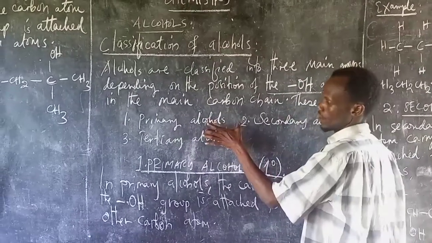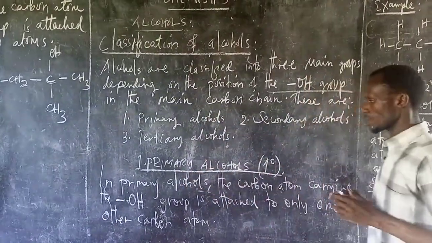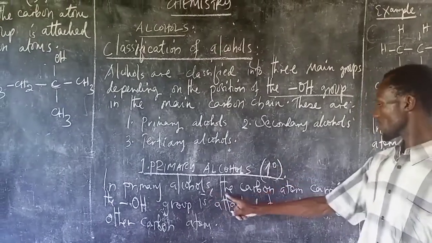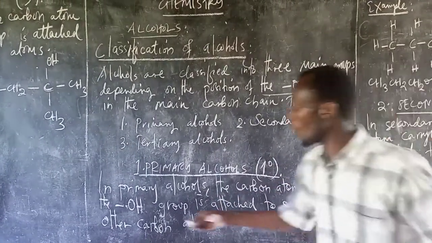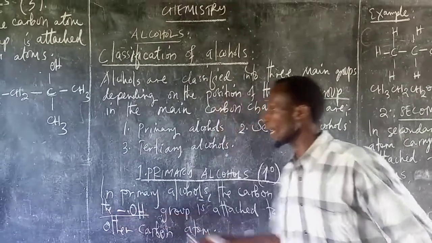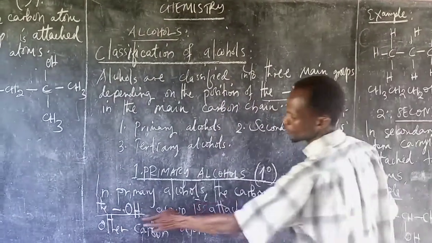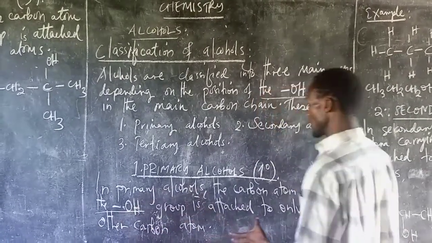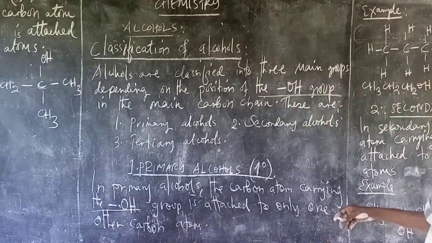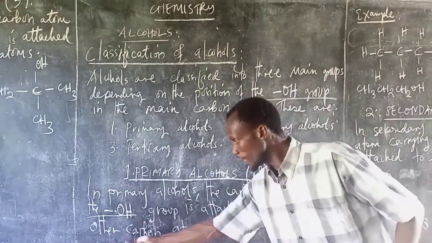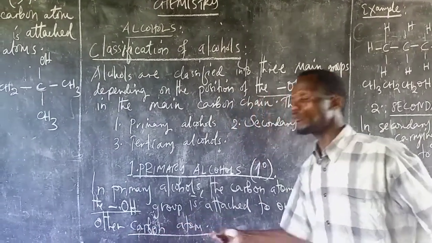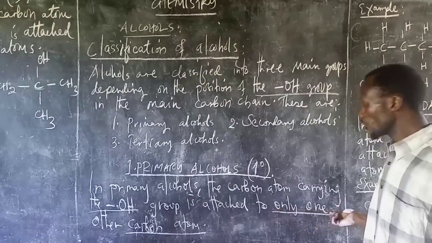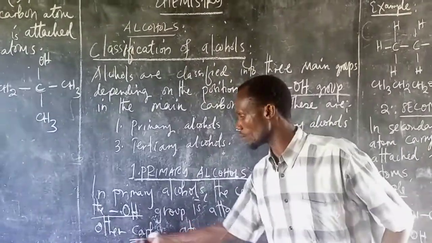Now, primary alcohols, that is the first degree. In primary alcohols, the carbon atom carrying the OH group, the carbon atom that carries the functional group, is attached to only one other carbon atom. Only one, not more than one carbon atom.